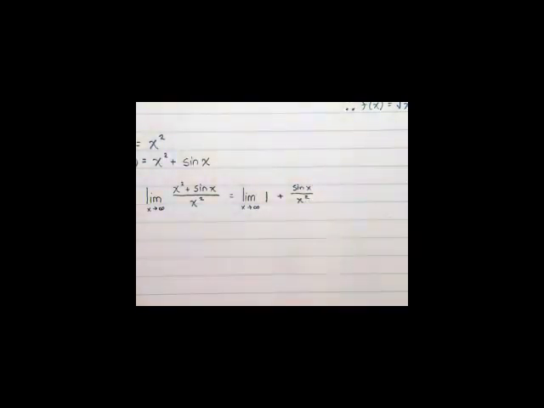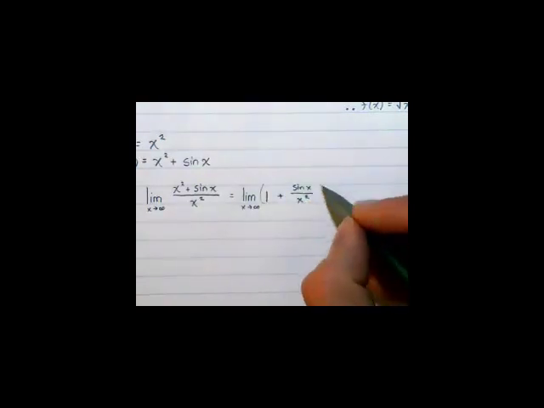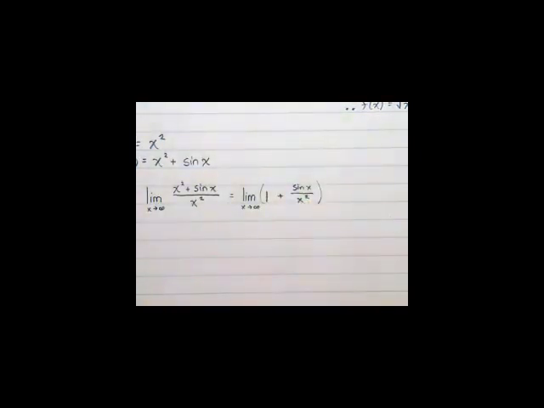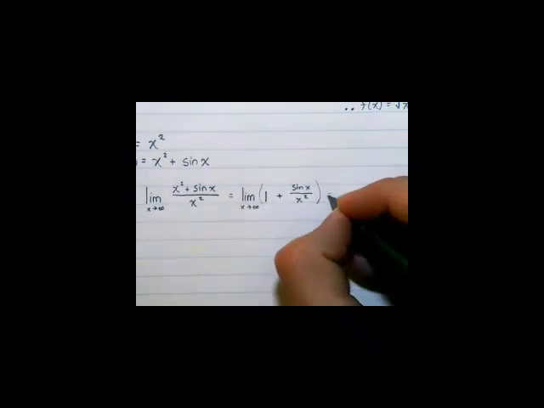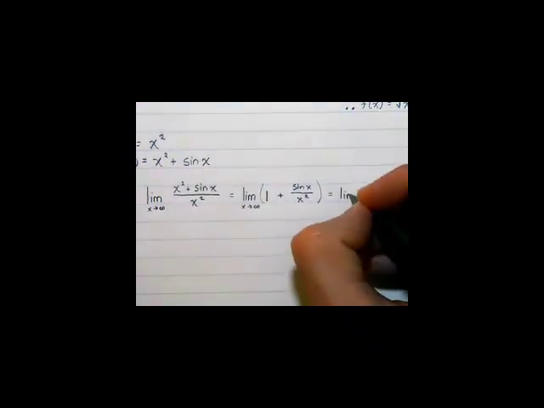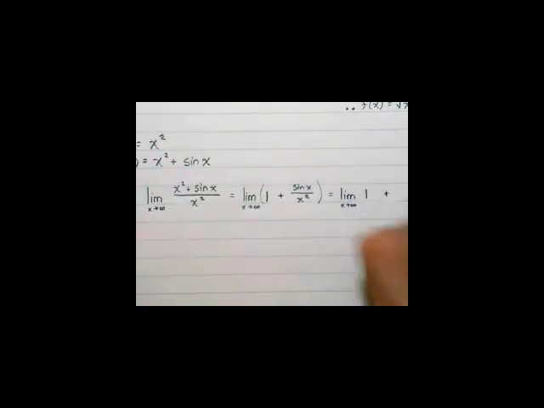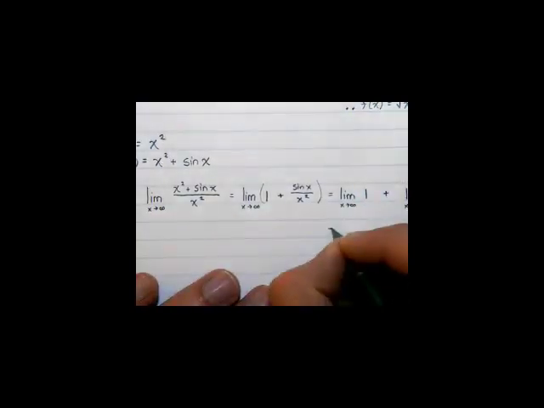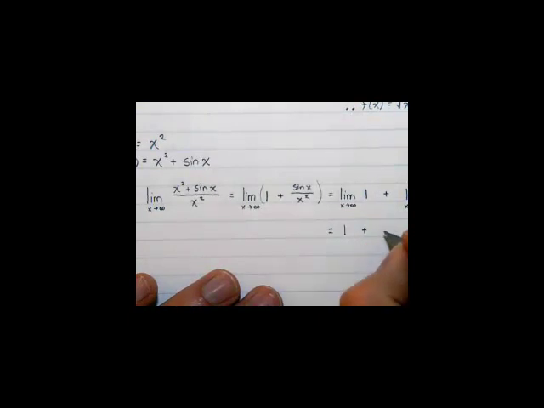Squared. Which, if you remember your rules of limits, then we can make this the limit as x goes to infinity of 1 plus the limit as x goes to infinity of sin x over x squared. And what's the limit as x goes to infinity of 1? Just 1, right? So plus the limit.